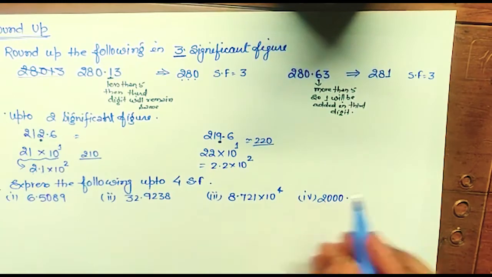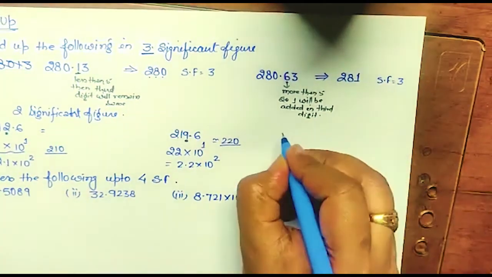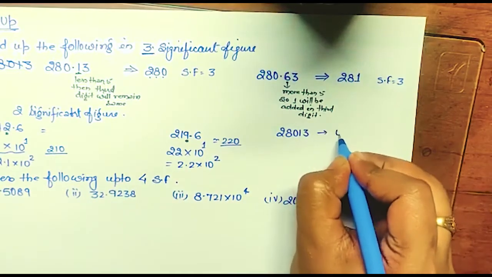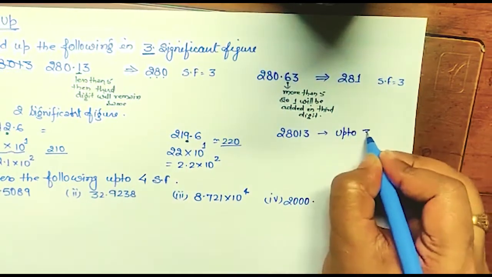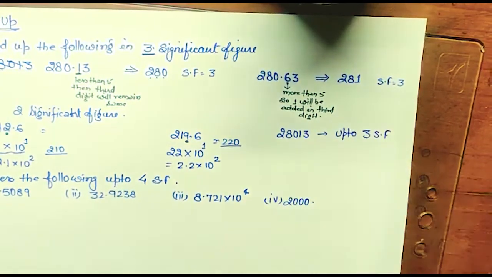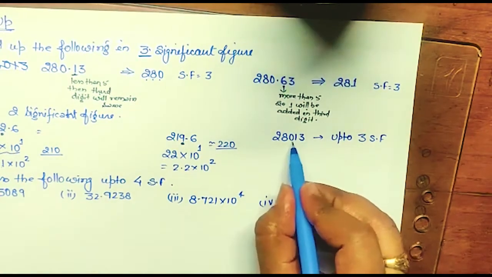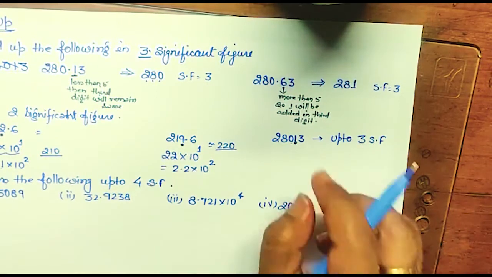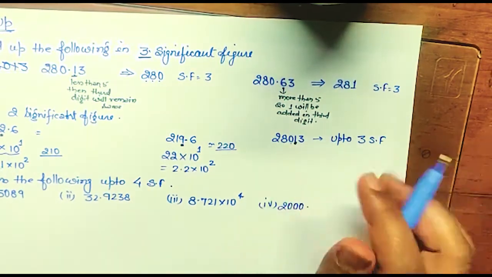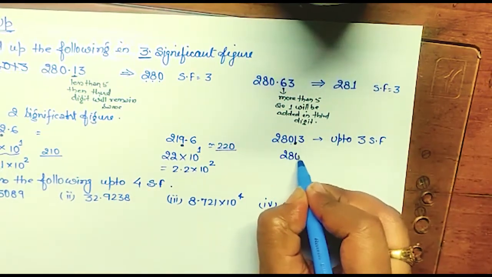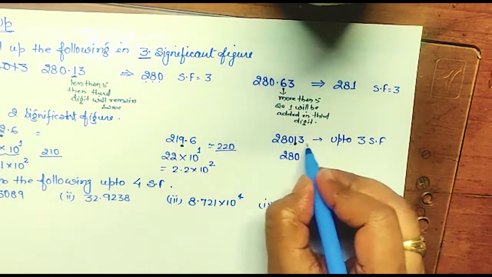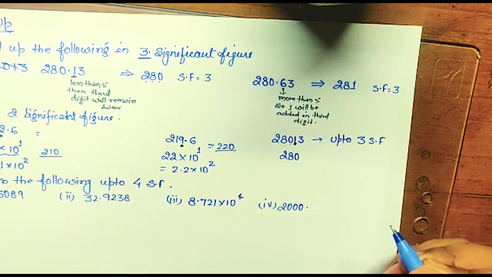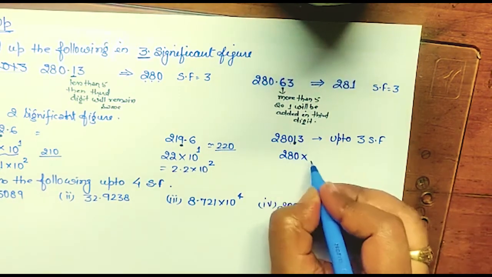Let me solve one question also. 28013 up to 3 significant figures. What will you do in this case? For 3 significant figures, you will check the fourth digit. The fourth one is less than 5, so the third digit will remain the same. So it will be 280 only. Is it the same? 28,000 and here it is 280. Is it the same? No. So to make it the same, what will you do?